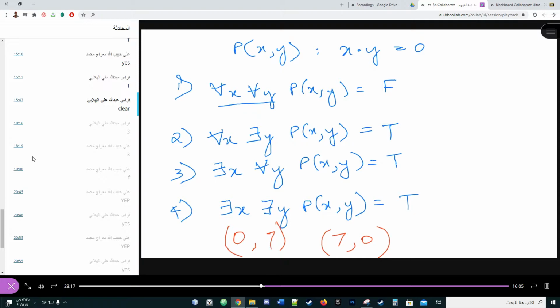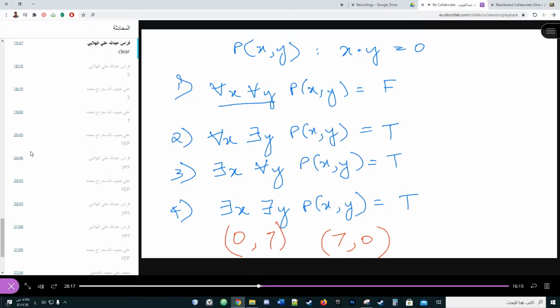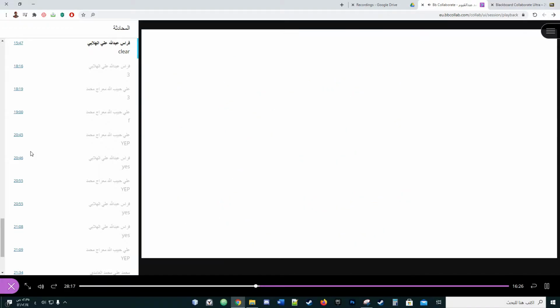Okay, let's take another example. Another very, very simple example. The example on slide 46. So the domain is given. The domain of x is given as 1, 2, 3. This is the domain that is given. Only 3 numbers.